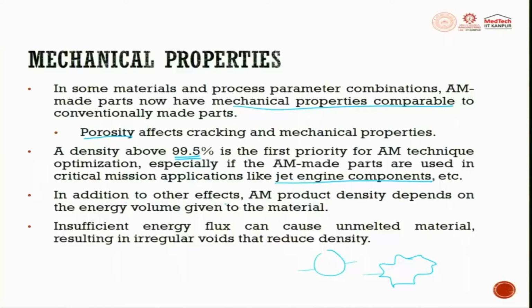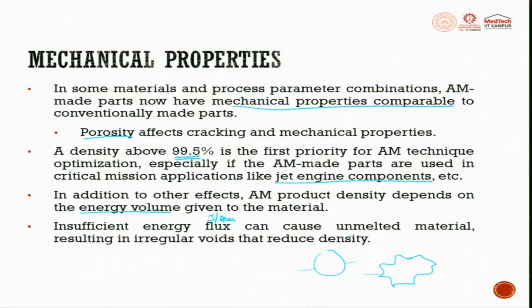In addition to the other effects, additive manufactured product density depends on the energy volume given to the material. We saw what energy volume is while discussing lasers. Inefficient energy flux can be a problem. What is flux? Flux is nothing but joules per area or power per area. Flux can cause unmelted material. Unmelted material can happen because the power is too low or the feed rates are too high.